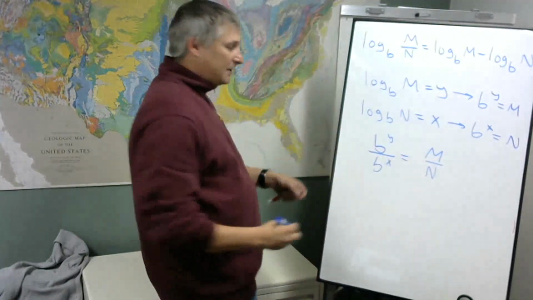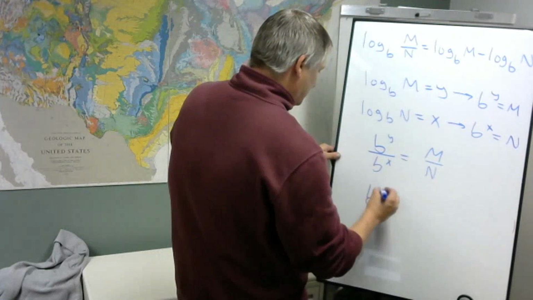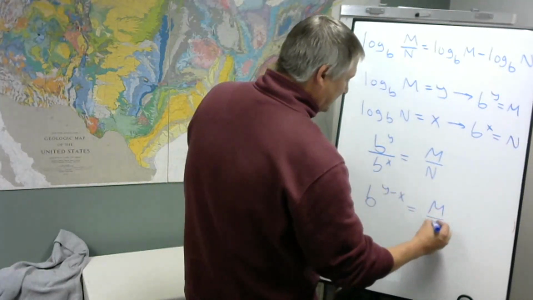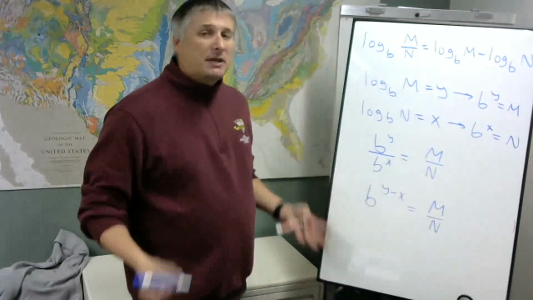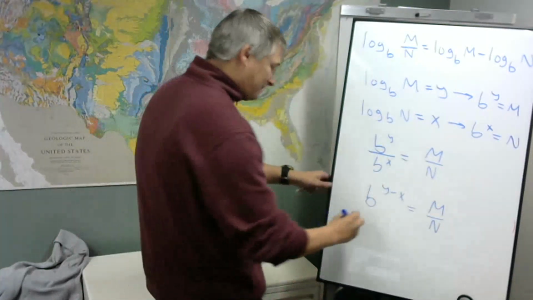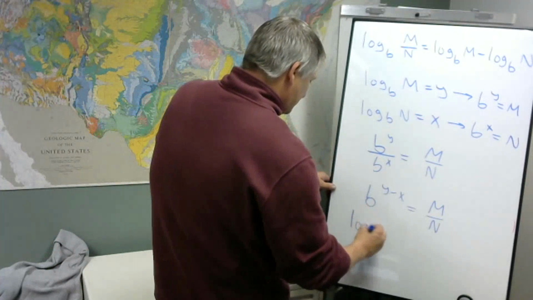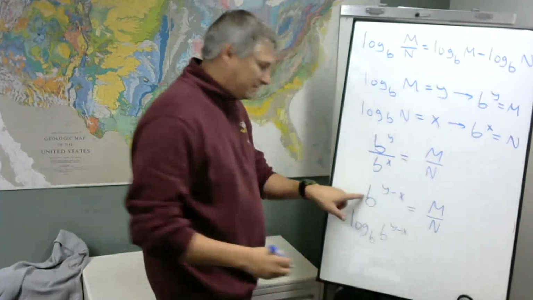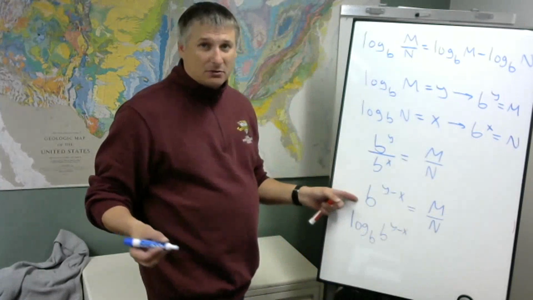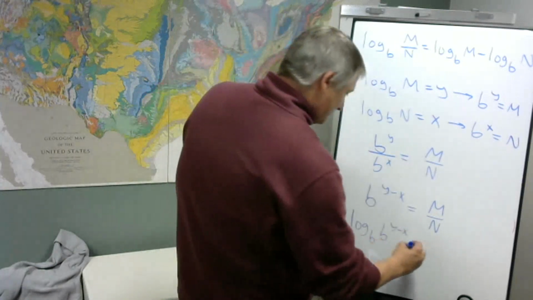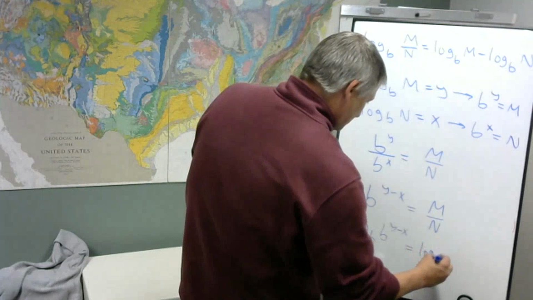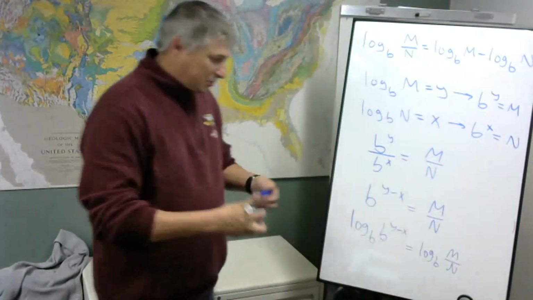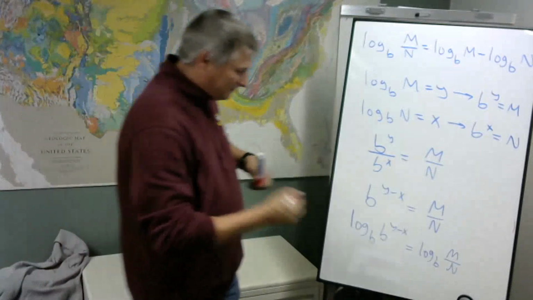And then we simplify this side. We get b to the y minus x equals m over n. Now we take the logarithm of both sides. So log base b, and we choose log base b because we want the base of the exponent to cancel with the log. And sure enough, that's what's going to happen.